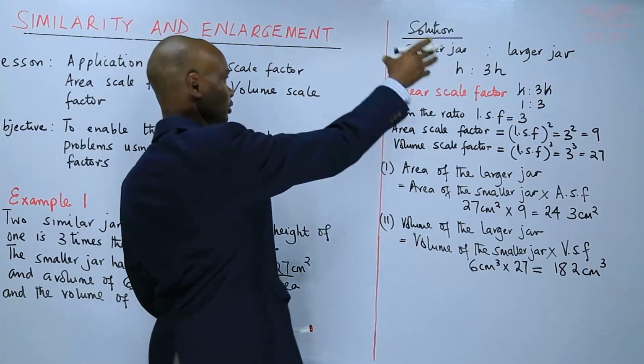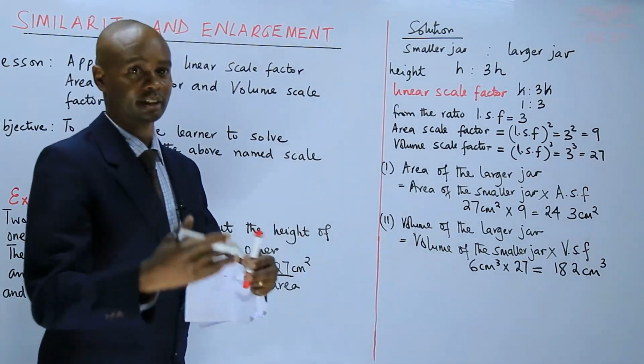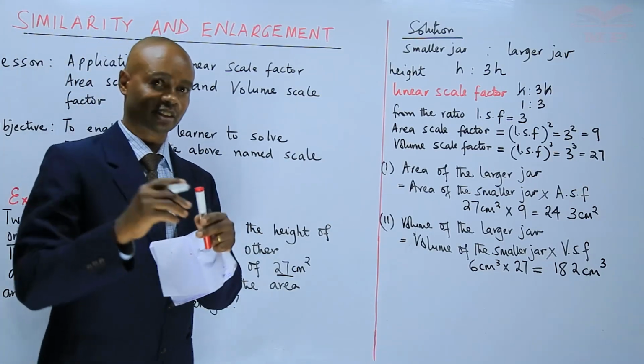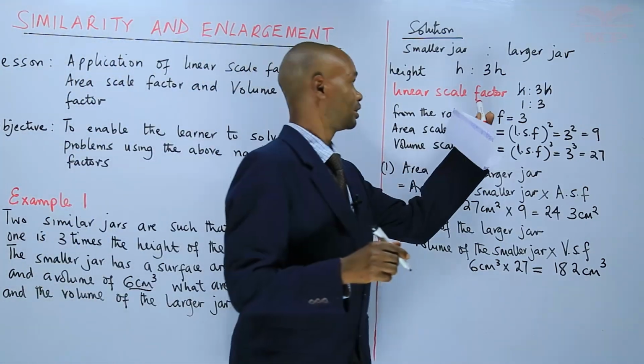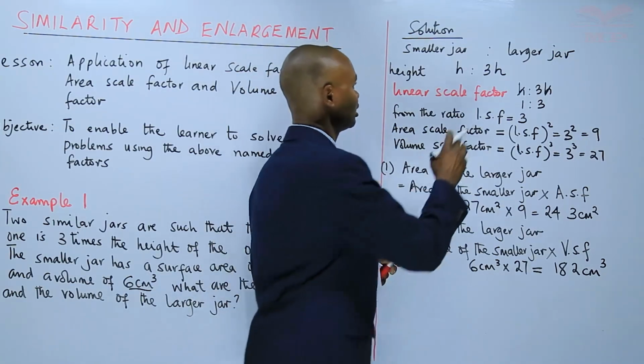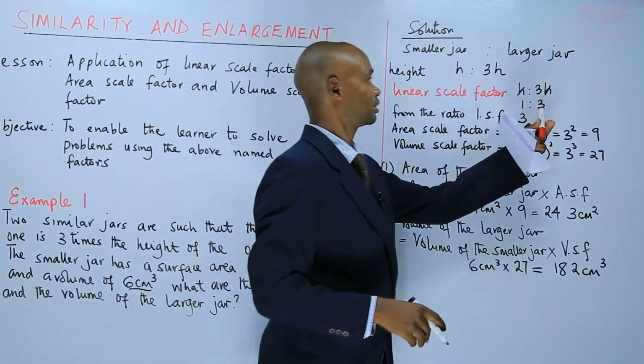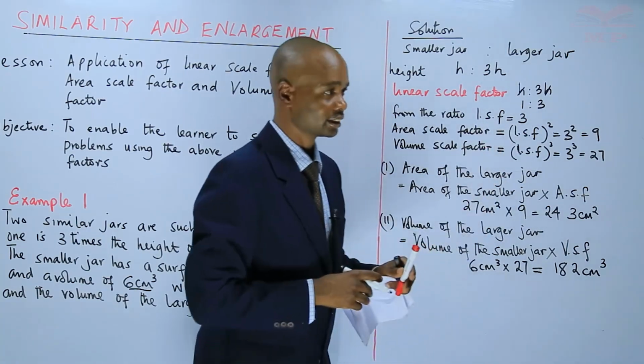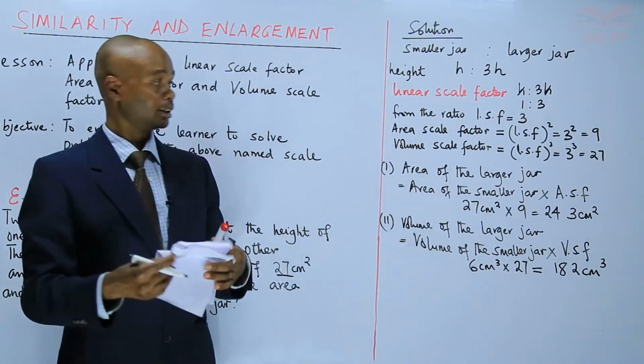You've seen how we've gone through that solution. When they are comparing heights, they are comparing linear measurements. So that gives us the linear scale factor from that ratio, meaning this one has a height 3 times the smaller jar. We look at the second example as we wind up.